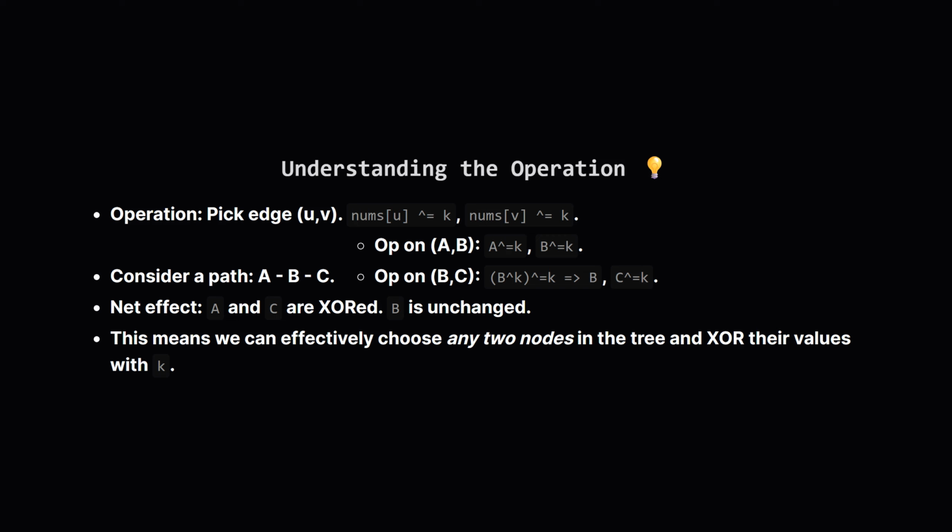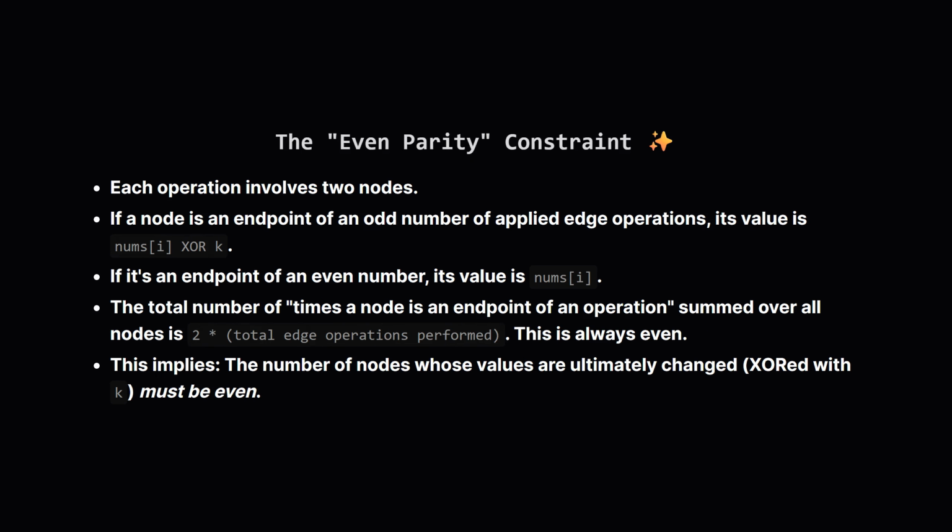This is super important. It means Alice can pick any two nodes in the tree, find the unique path between them, perform the operation on all edges of that path, and the result is that only those two end nodes have their values XORed with k. So Alice can pick any two nodes and flip their XOR state with k.